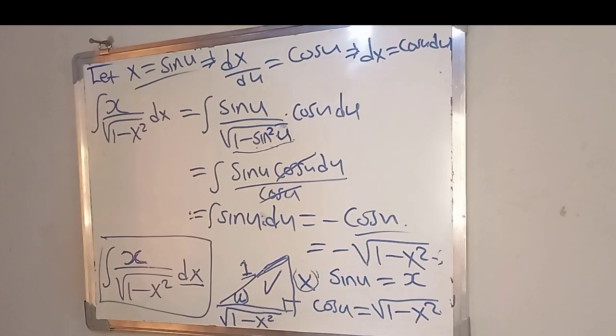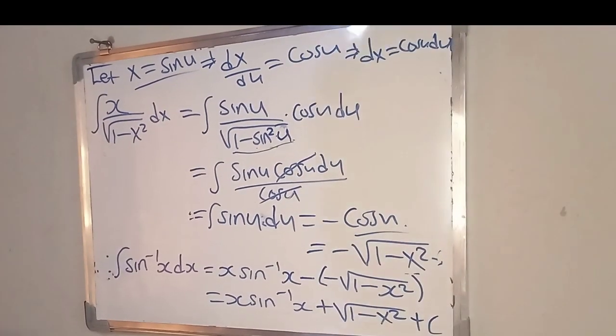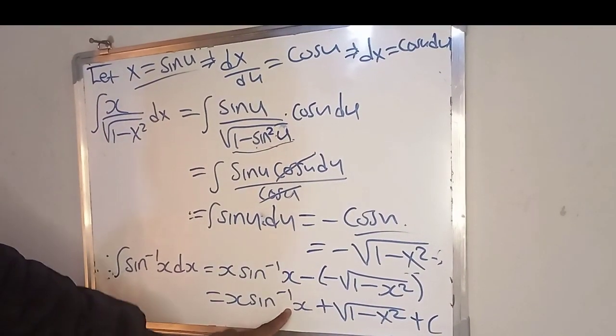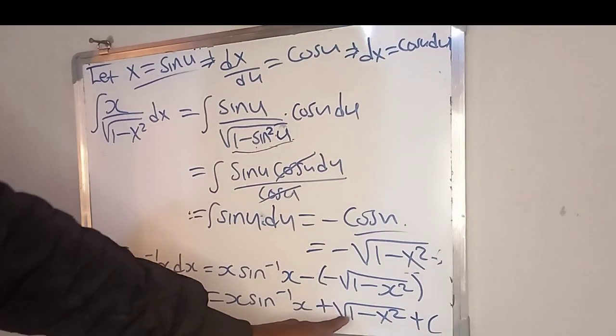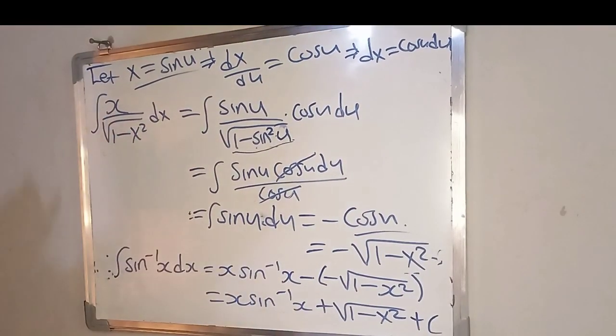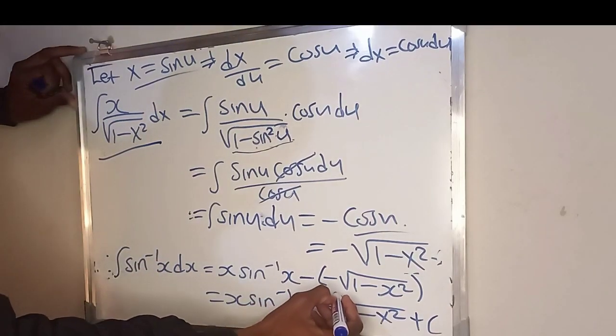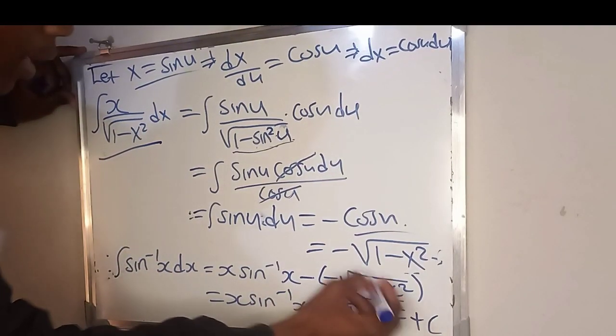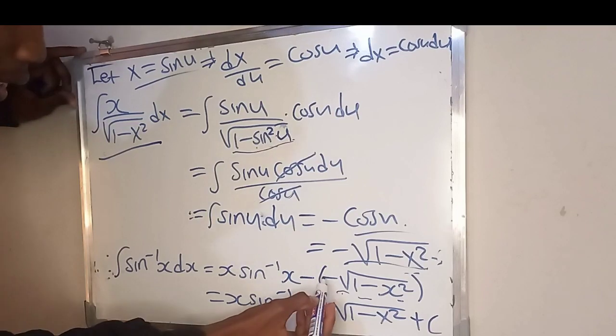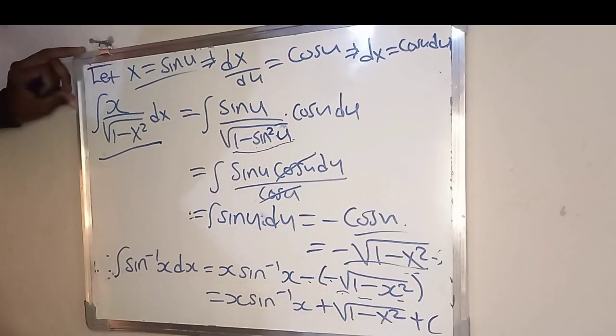Remember, we're integrating the sine inverse of x. So the final answer is x sine inverse of x plus the square root of 1 minus x squared. Remember, this part is the one that we had here. I just replaced it by its integral, which is this. Then you see negative times negative becomes positive. That's it for the integration by parts.